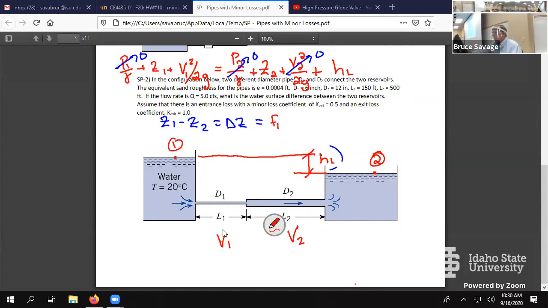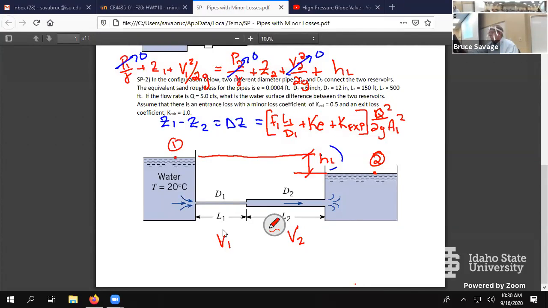So now this is going to be everything multiplied by V sub 1. So I'm going to have F sub 1 times L sub 1 divided by D sub 1 plus, what are the minor losses in here? Well, in my smaller pipe, I'm going to have the entrance loss, K sub E, and I'm going to have an expansion loss, because remember the minor losses generally use the higher velocities. So it's going to be associated with V sub 1. So I'm going to have K sub expansion. And all that is going to be multiplied by Q squared divided by 2G A sub 1 squared.